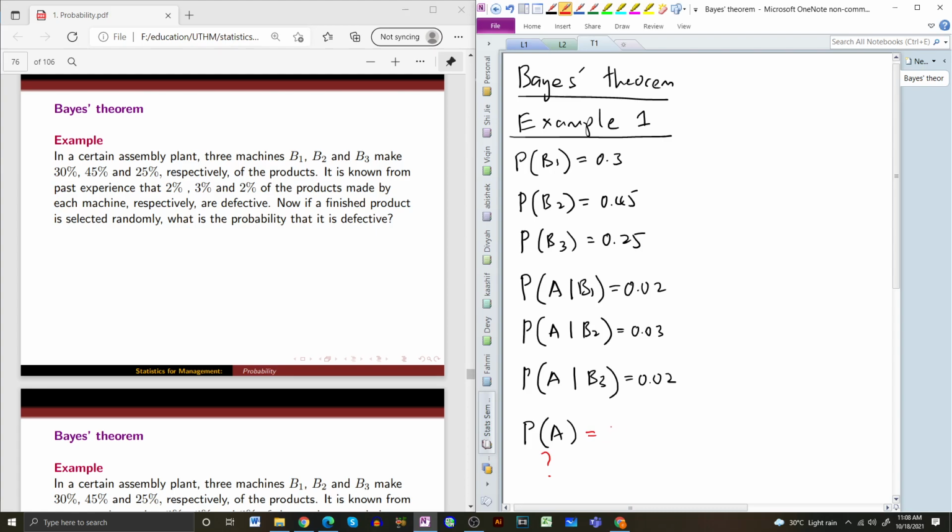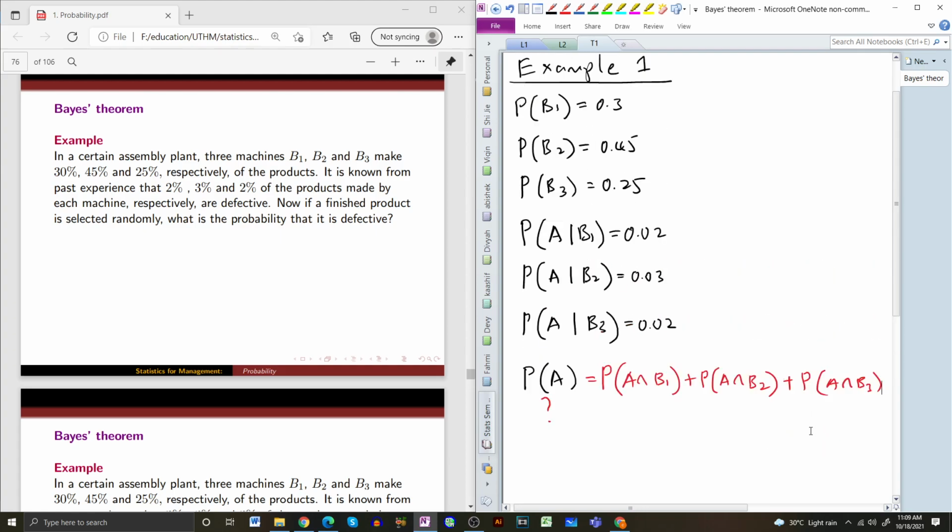So here I can see B1, B2, B3. So for me to find the probability of A, which is defective, I need to plus all the joint probability related to A. So this is what we are going to do now. We are going to find what is this, what is this, and what is this.